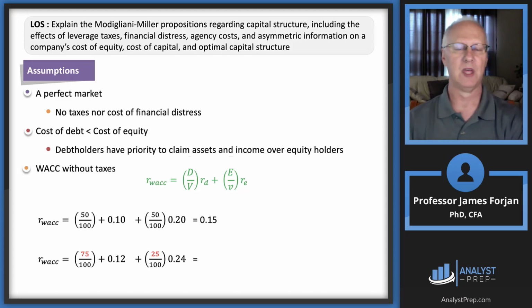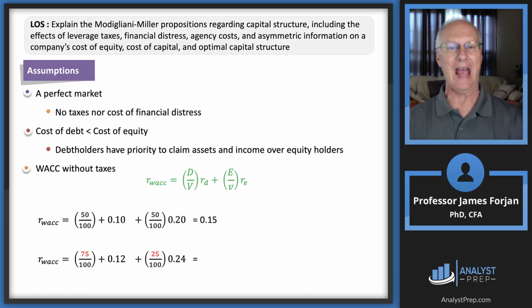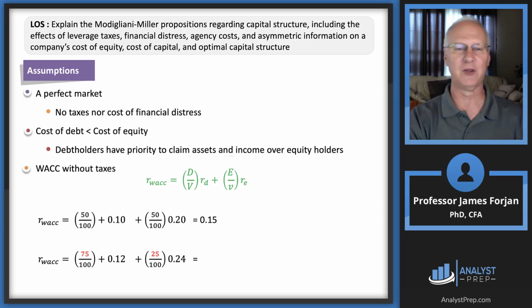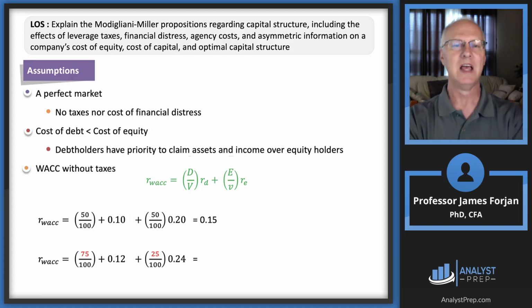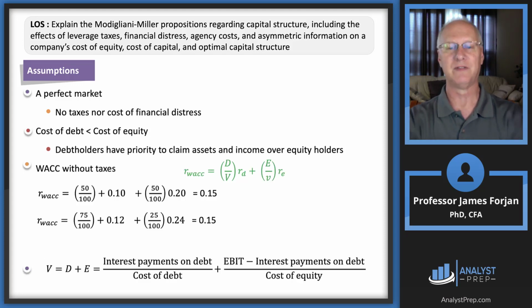What happens to the weighted average cost of capital after this increase in leverage? I do this all the time with my students. I say, look, we're increasing the yield to maturity on the bond, 10 to 12. We're increasing the required return on equity, 20 to 24. Doesn't the weighted average cost of capital have to increase? Maybe it's 17%, maybe it's 18%, maybe it's some number, but of course it's not. This is the beauty of the M&M propositions: the answer is, of course, it's 15%.